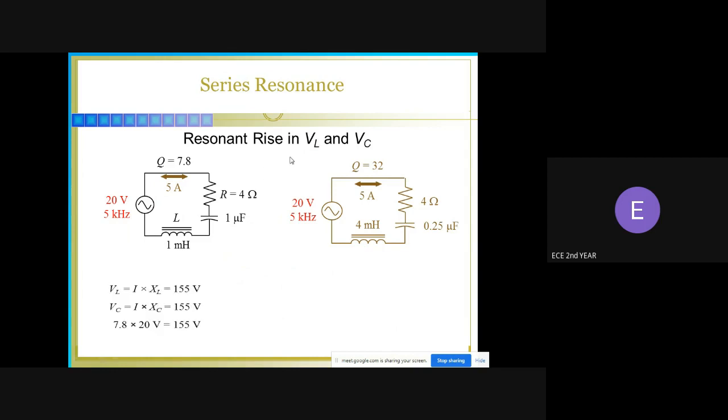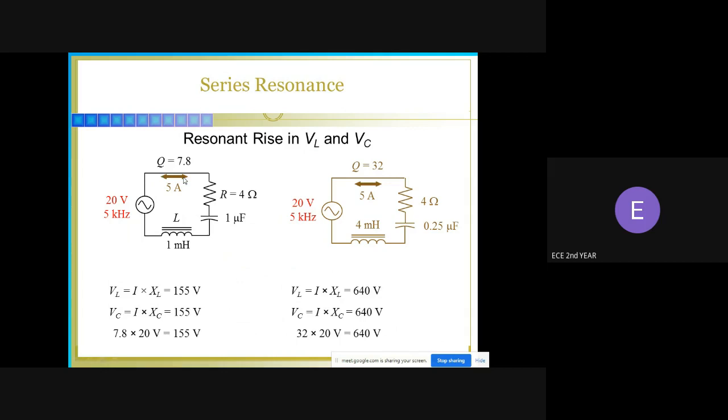So resonance rise in VL and VC. If the resonance is increasing, Q equals 7.8 here, with 5 amps, R equal to 4 ohm, 1 microfarad and 1 millihenry. Same way, what will happen if Q equals 0.7? VL equals I into XL, with the same 1 microfarad and 1 millihenry. So VL equals I into XL, 155 volt, and VC equals I into XC, 155 volt.